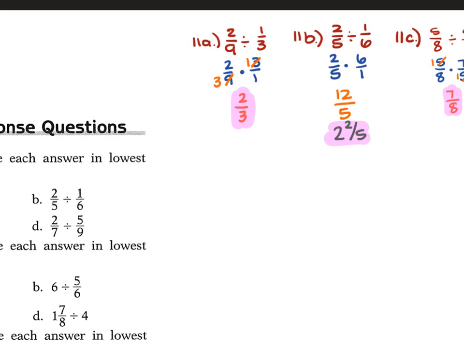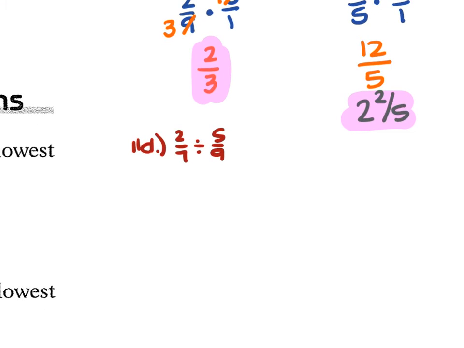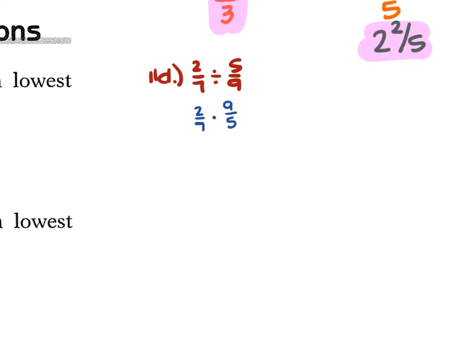And for 11D, we have 2 over 7 divided by 5 over 9. So there's no mixed numbers here. We're going to keep, change, flip. So that's 2 over 7 times 9 over 5. You cannot simplify, so we are going to multiply straight across. 2 times 9 is 18. The 7 times 5 is 35. We cannot simplify that any further, so it's just 18 over 35.